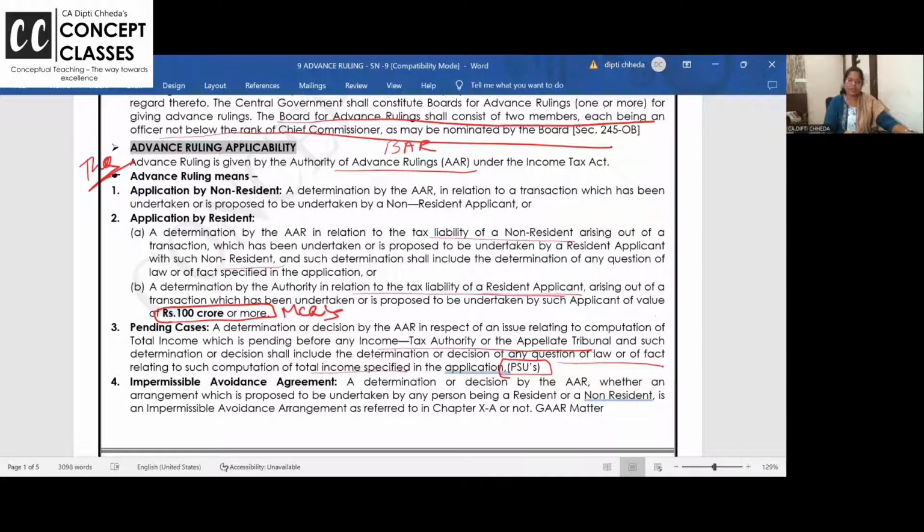Another way is you can go to the advance ruling authority. But right now, entry is given only to public sector undertakings in this case. So mark this also, very important. And the last one is impermissible avoidance agreement. It's a beautiful topic. We will do it with transfer pricing. How people are bending and mending the laws and taking benefit of the loopholes.